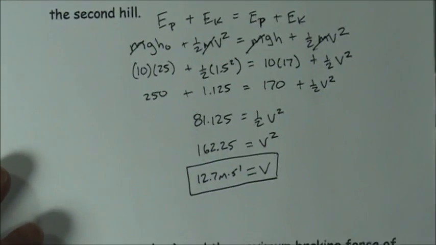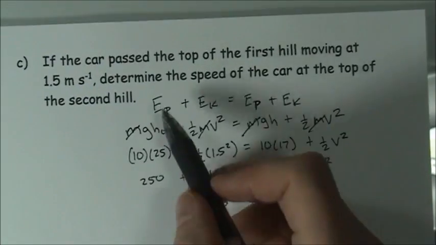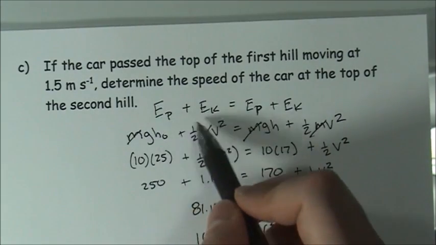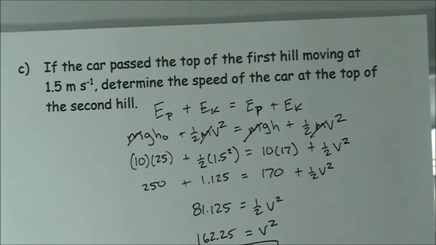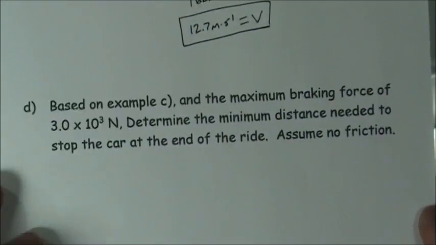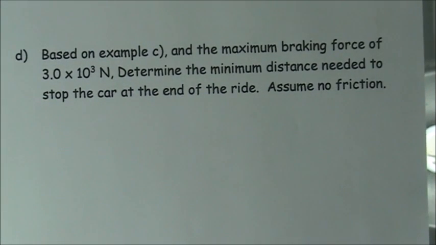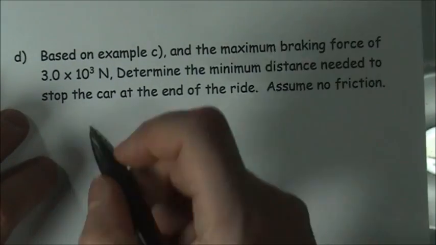Okay, we're going to finish this problem with one last look at what happened to all this energy. So look, at the top of the first hill, I had this energy. So I had some potential and some kinetic energy. And obviously, at some point, we have to get rid of that energy. I mean, otherwise the car is going to go on forever. So we're going to assume, based on example C, that the braking force of the car is 3,000 newtons. And so what we want to figure out is what is the minimum distance needed to bring the car to a stop.